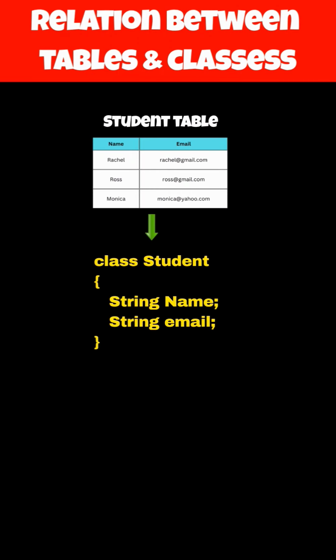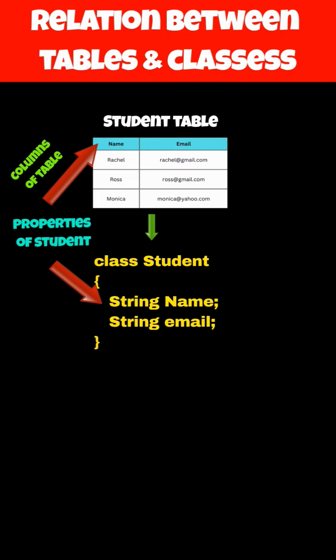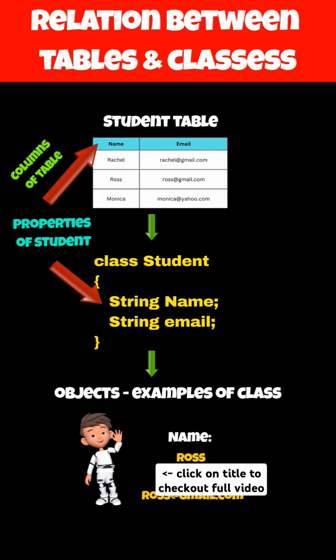So tables in SQL are similar to classes in OOP. Variables of the classes represent their properties, which are similar to columns in a SQL table, which also represent properties of the table. Objects are examples of those classes that contain actual values of the variables.